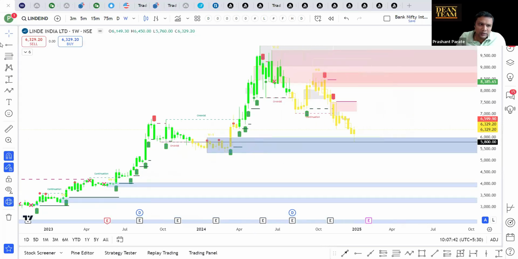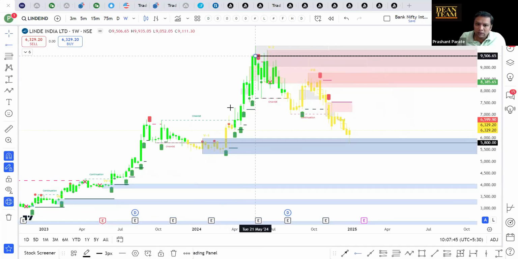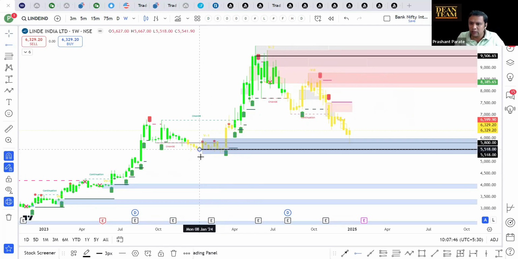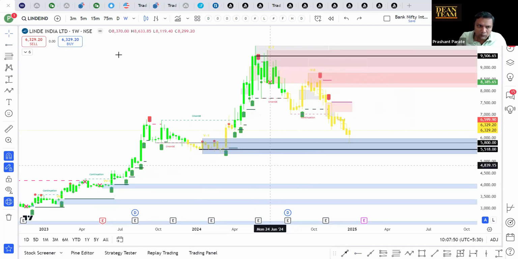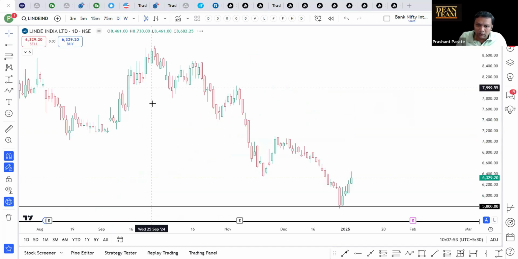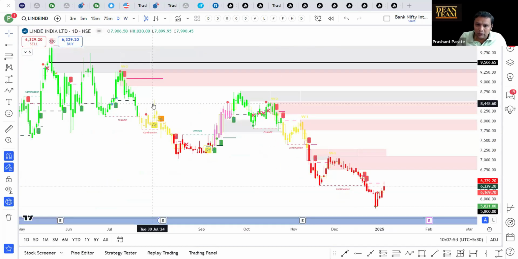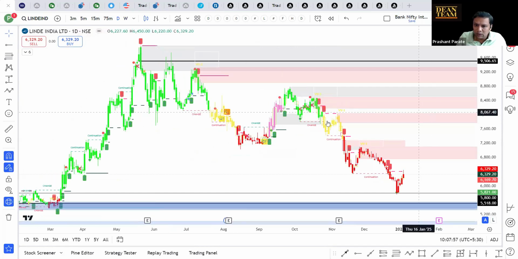This can go in sideways price action. It can create a schematic here. It can remain in this trading range for long time, and it may frustrate us. So it has been in strong uptrend on weekly chart. On daily chart, if you see, this is in downtrend. On daily chart, it created strong trend here.